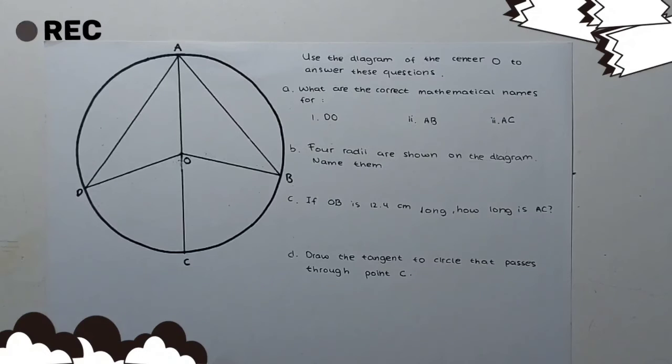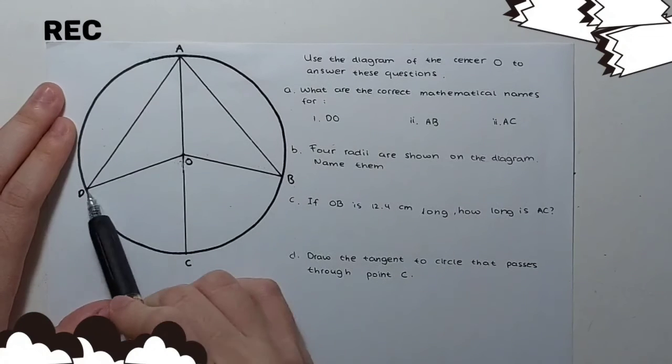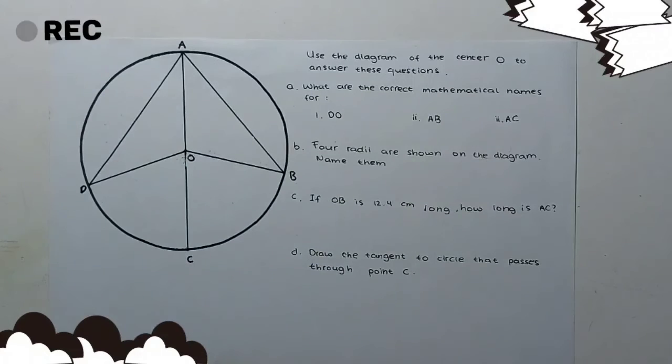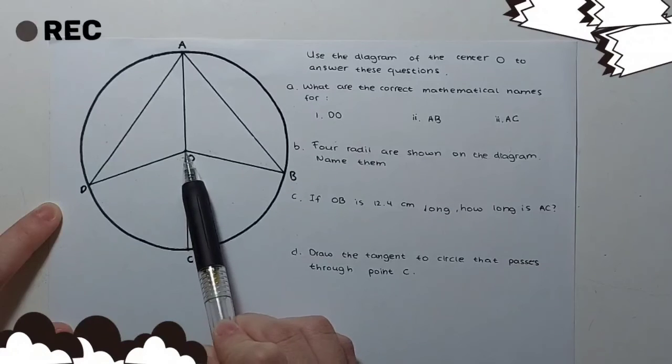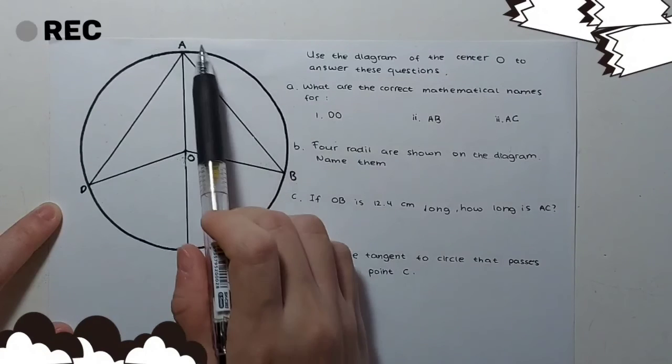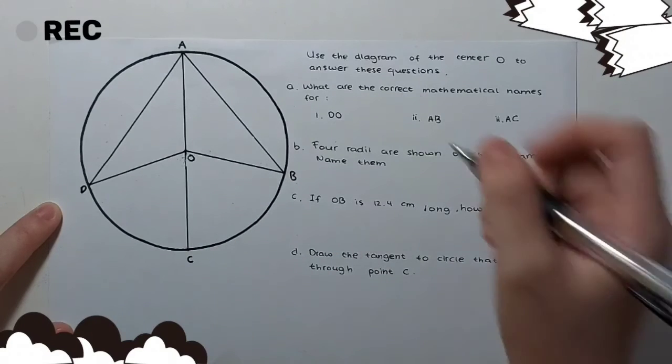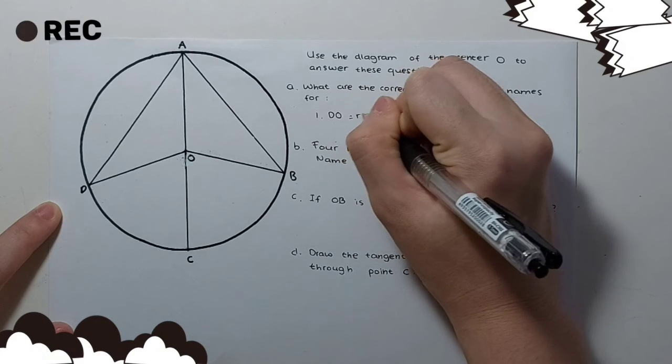Okay, so now we're going to have an exercise about circles. So this is the question, and I'm going to read it for you. Use the diagram of the center O to answer these questions. A. What are the correct mathematical names for 1. DO? So this is DO. We know that DO is a radius because it is a straight line from the center to any of the points on the circumference. So DO is a radius.